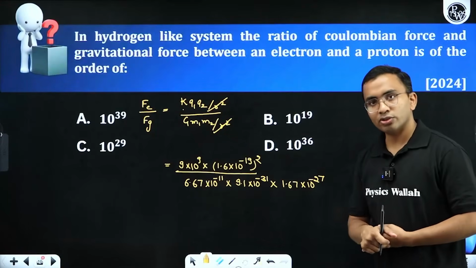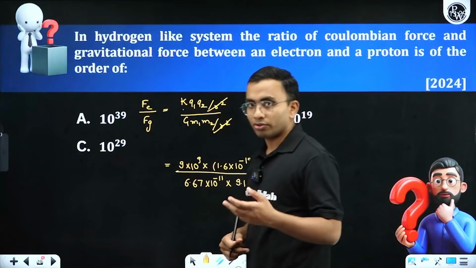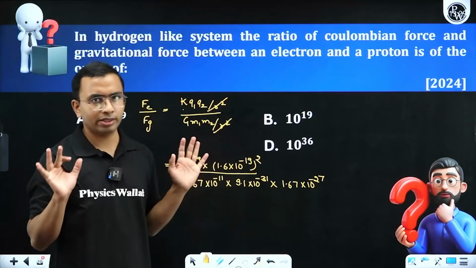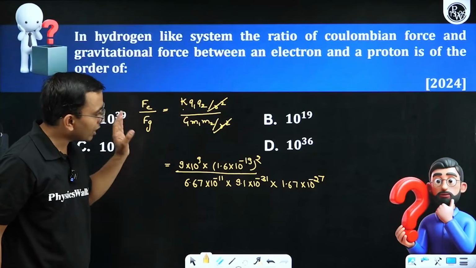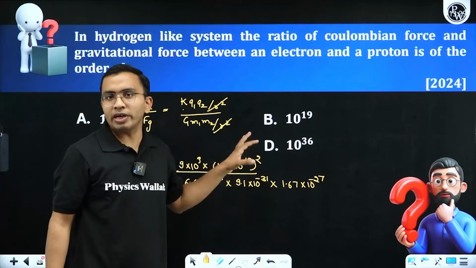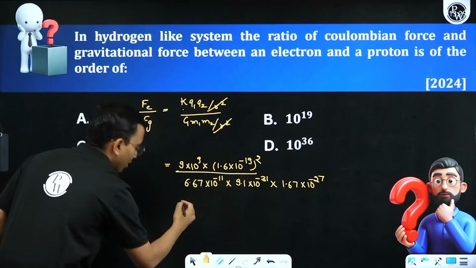Even in modern physics also many times the mass of the electron, the mass of the proton or their charges, these all things are required. So you should remember these values. Now what we need to find? We need to find the order. We need not find the exact value. Okay, we just have to find the order. How much 10 to the power will come?